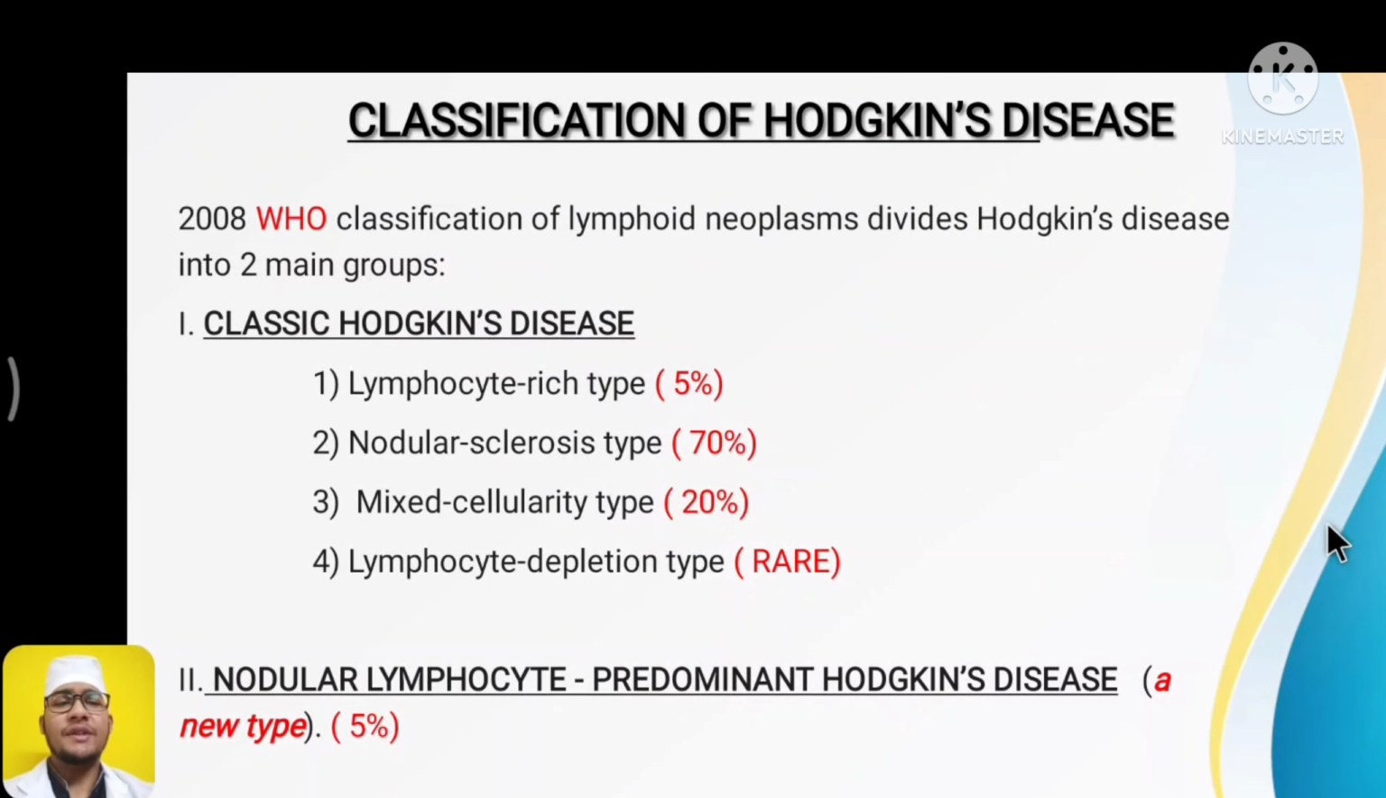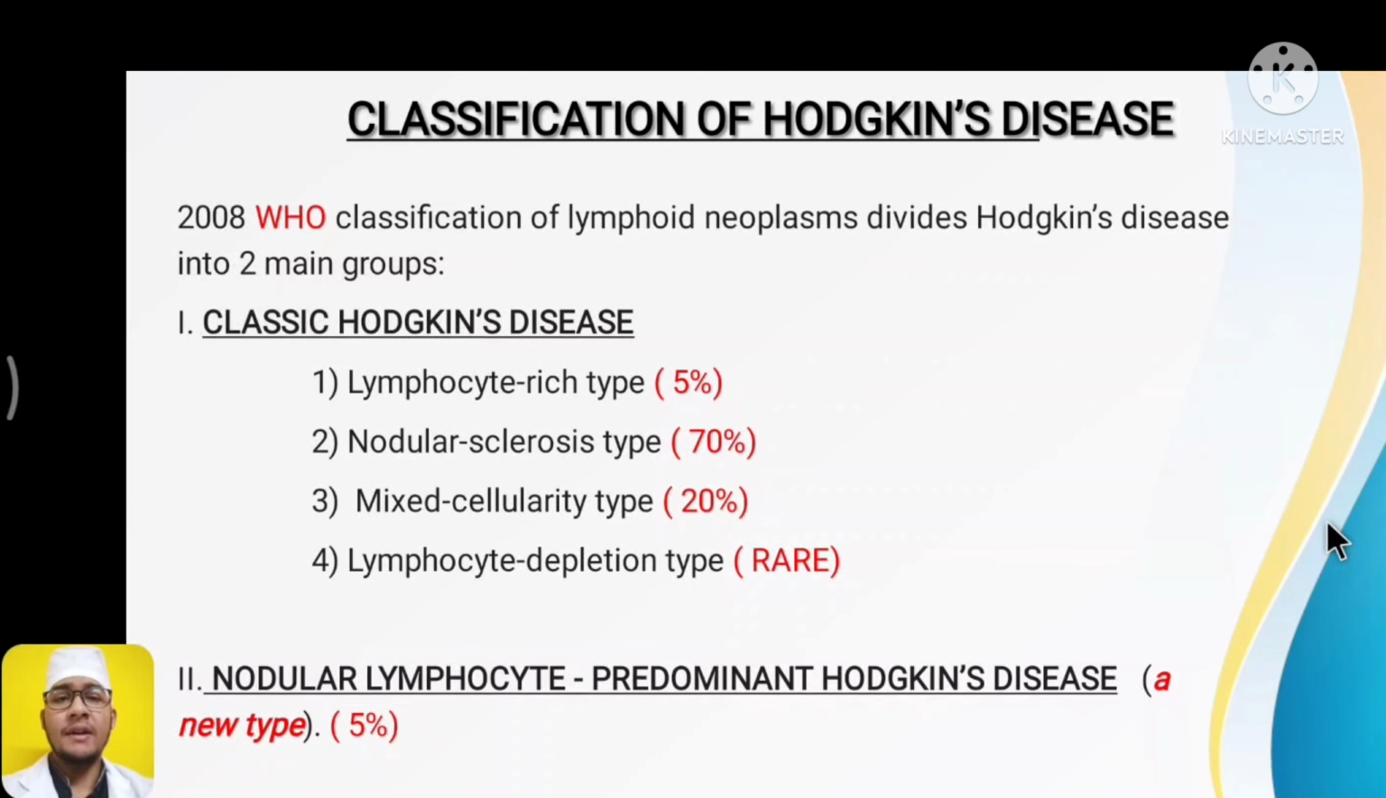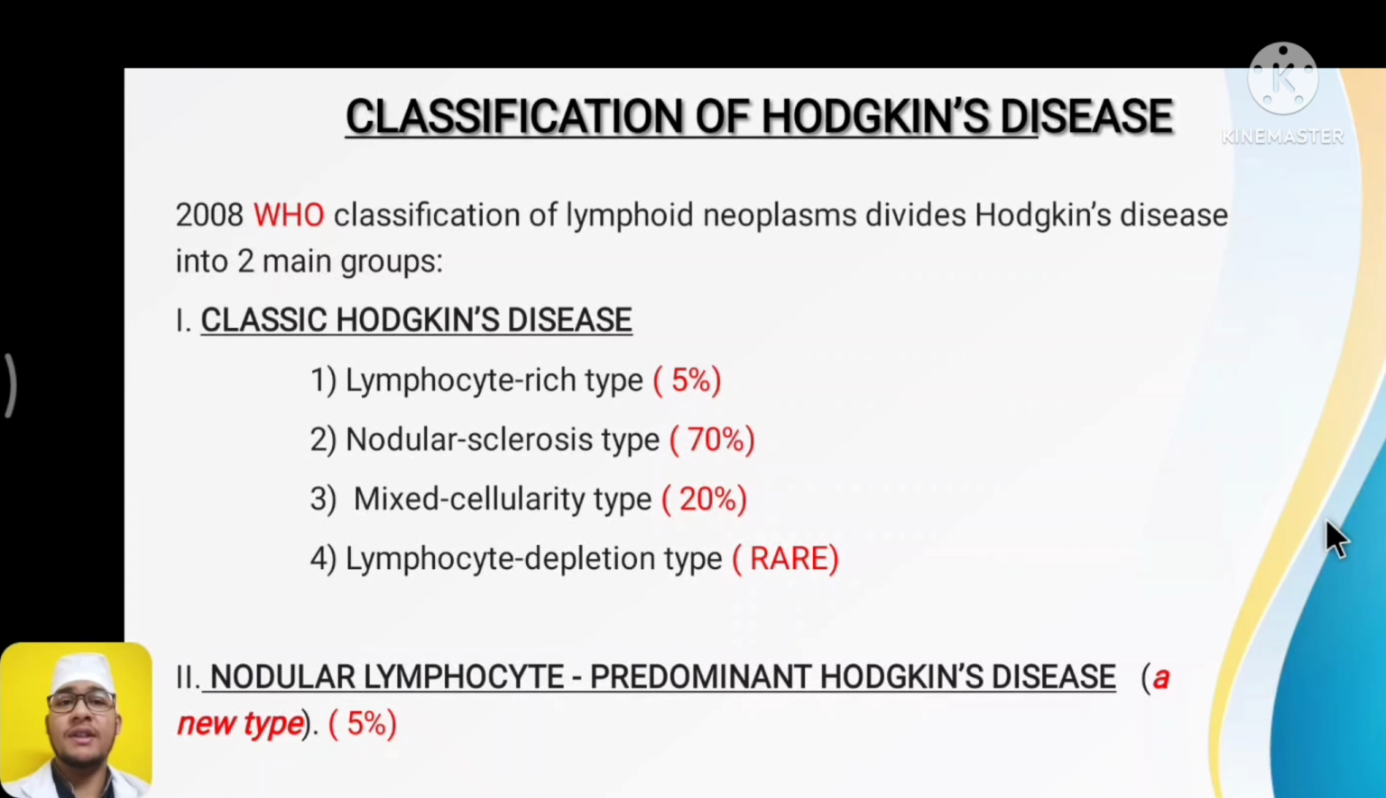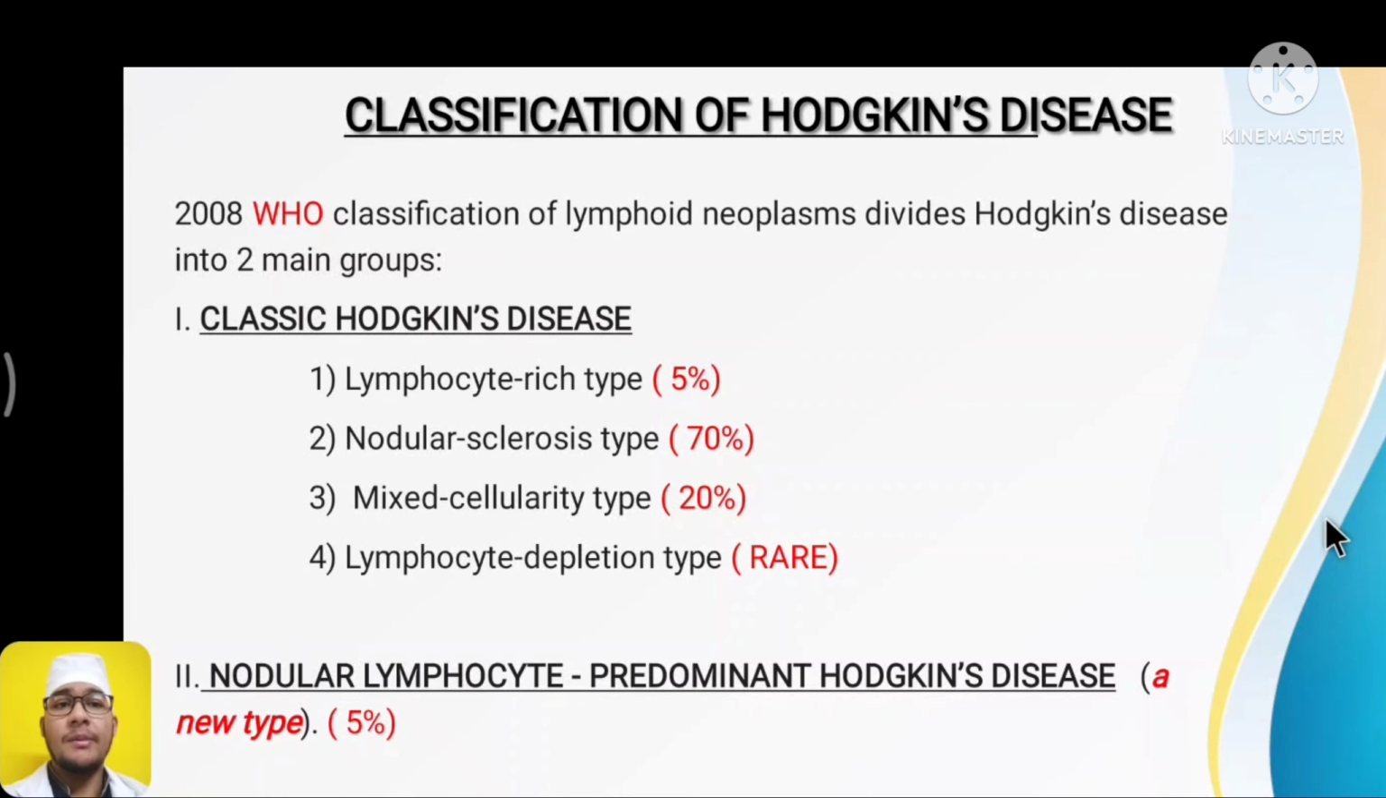So now let's see the classification of Hodgkin's disease. According to WHO, Hodgkin's disease is divided into two main groups. The first one is classic Hodgkin disease. The second one is nodular lymphocyte predominant Hodgkin disease. The classic Hodgkin disease is further divided into lymphocyte rich type, nodular sclerosis type, mixed cellularity type, and lymphocyte depletion type.